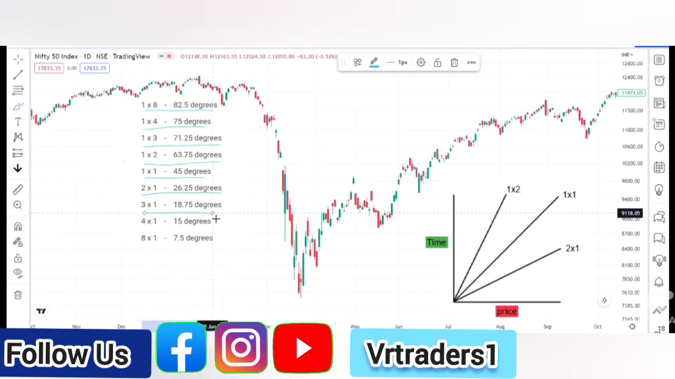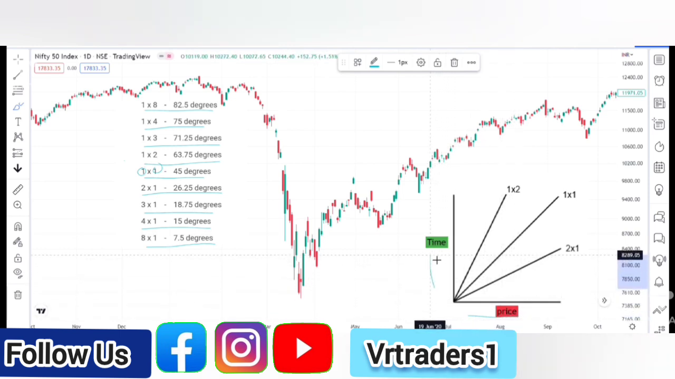Now what does this 1 into 1 represent? The first one represents the price and the second one represents the time. We can represent this 1 into 1, that is price into time, on a graph: price at x-axis and time at y-axis. So 1 into 1 means that 1 unit on the x-axis should be equal to 1 unit on the y-axis.